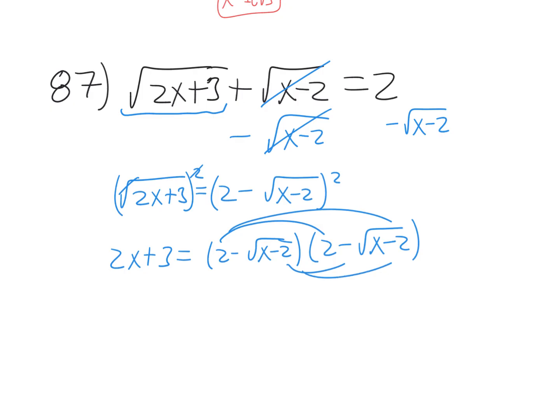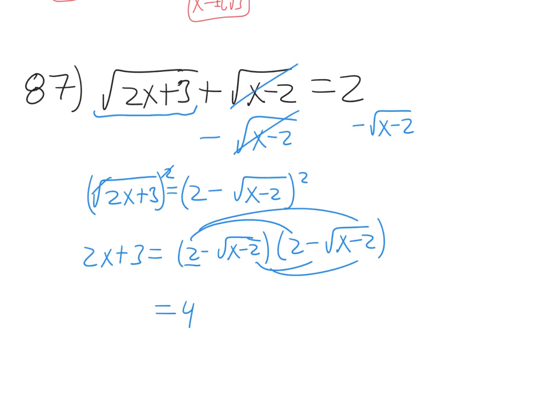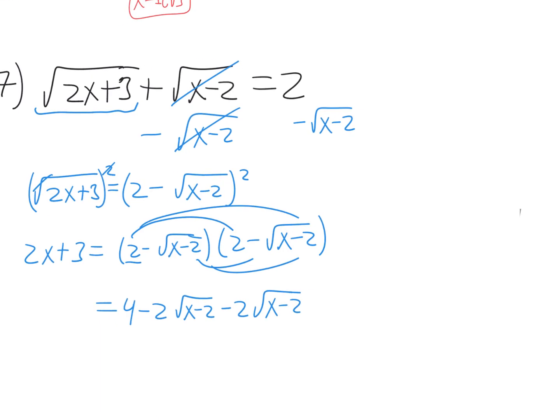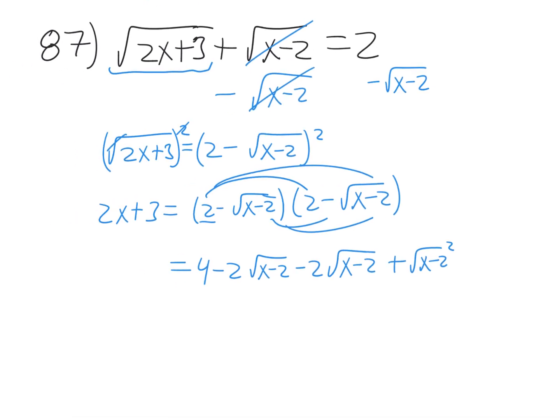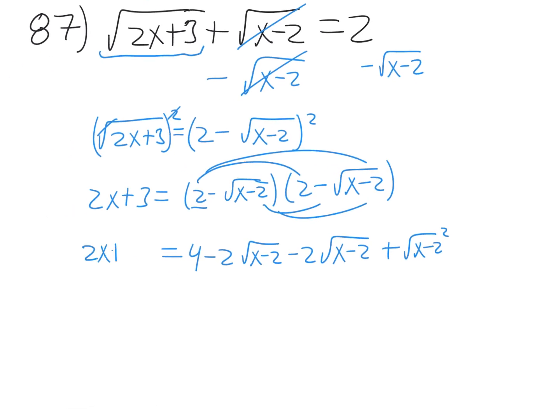All right, first times first is 2 times 2, which is 4. Outer times the outer is 2 times negative the square root of x minus 2. All right, I can't do a whole number with a radical, so it's just going to be minus 2 square root of x minus 2. Inner times the inner is going to be minus 2 square root of x minus 2. And then last times the last, right, negative times negative is positive. And then I get the square root of x minus 2 squared. All right. And then the other side just stayed the same, right, 2x plus 3.